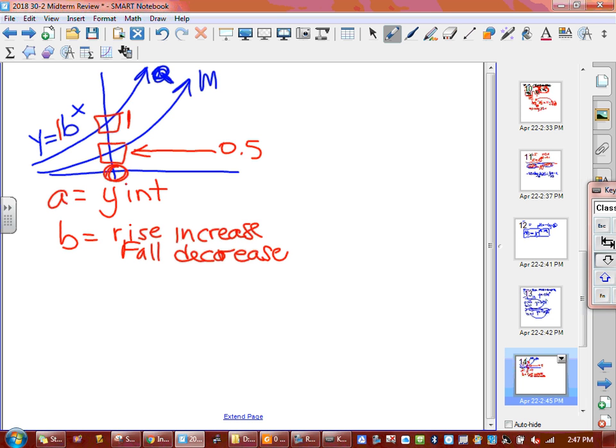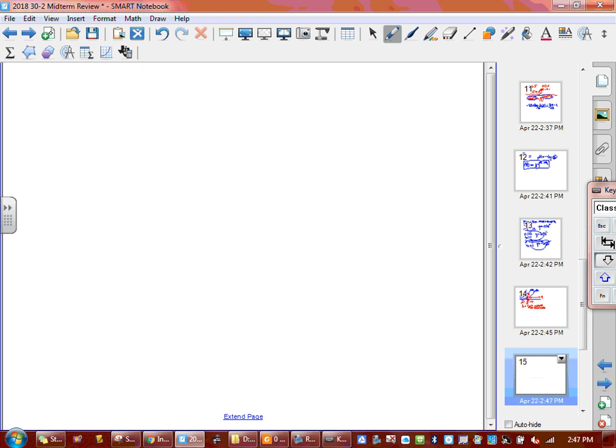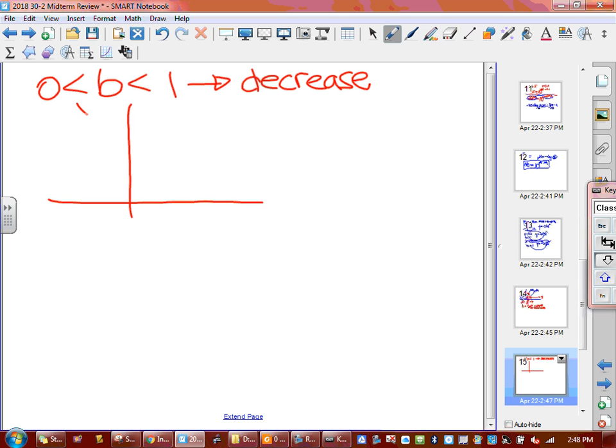Okay, now what if they tell you B is between 0 and 1? So the way they do that is this. They're going to say 0 < B < 1. That's what they say, B is between 0 and 1. This is a decrease. Okay, so those graphs are always going down. Okay, that's what controls these ones. These ones are always going down.